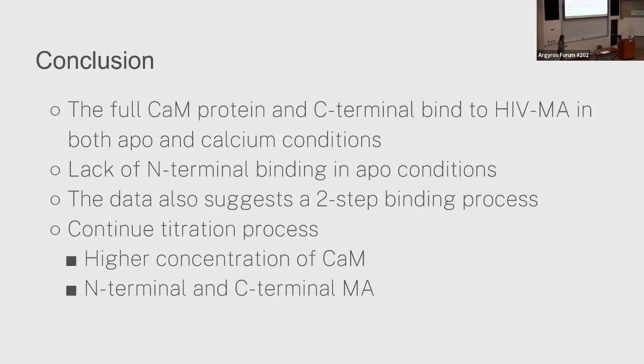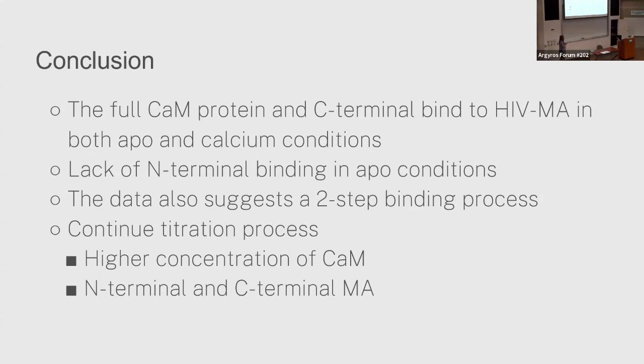So to summarize, we saw binding with the full calmodulin protein and the C-terminal of calmodulin protein binding to the full matrix protein in both APO and calcium conditions. And we saw a lack of binding with the N-terminal of calmodulin and the full matrix protein in APO conditions only, and this suggests a possible two-step binding process in which the N-terminal binds and then the C-terminal binds.